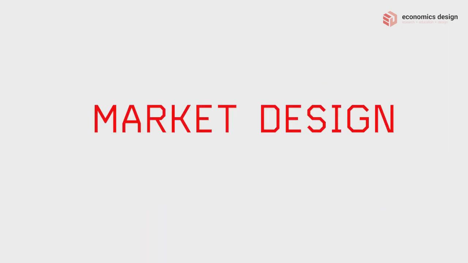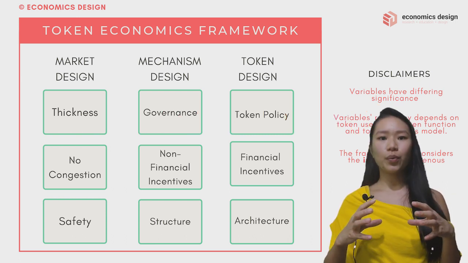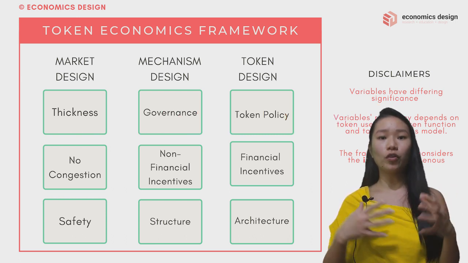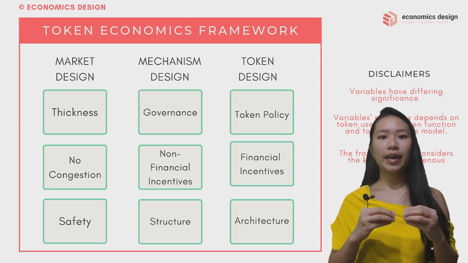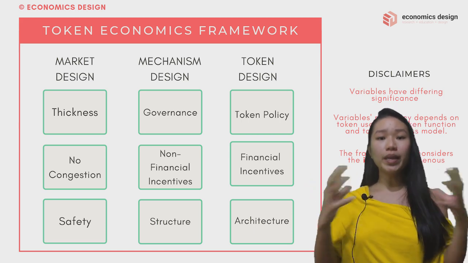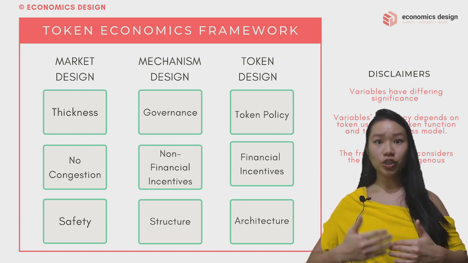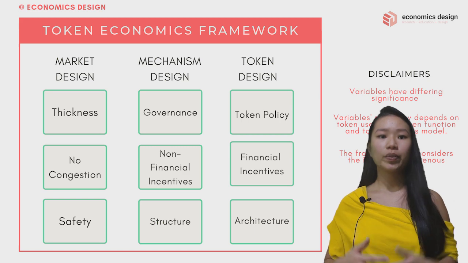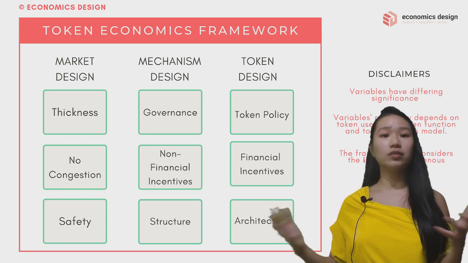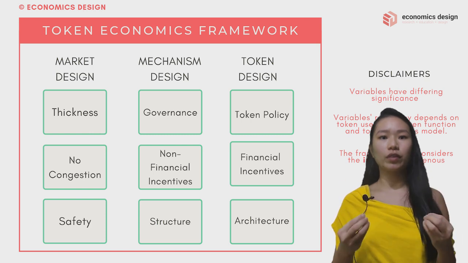Market design has 3 factors: thickness, no congestion, and safety. Thickness is where you have enough participants so that there are options available and they can transact with each other. If there are too many participants, they can be quite overwhelmed, and that's where you have congestion on decision making, which is the second point. Or if you have too few, then there aren't enough options and people to trade, and that's where you have a problem. So thickness is very important.